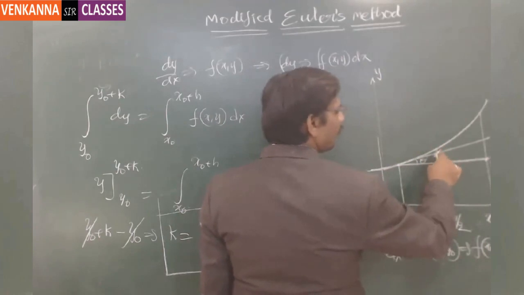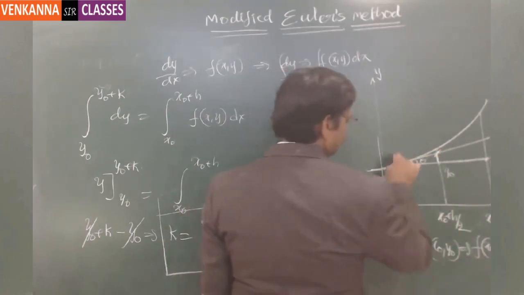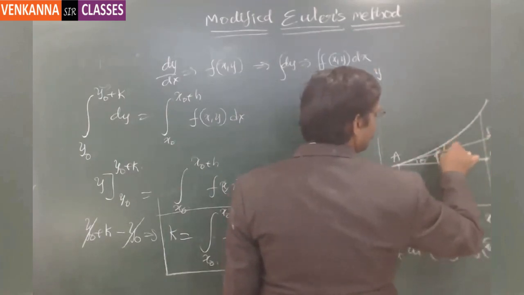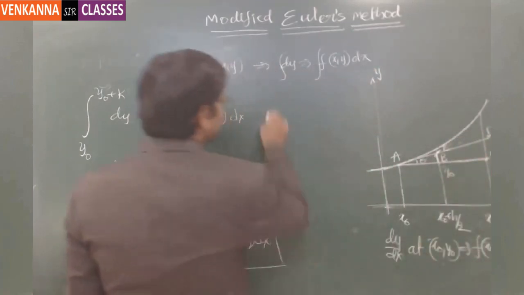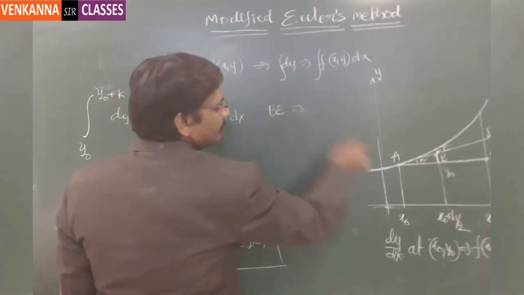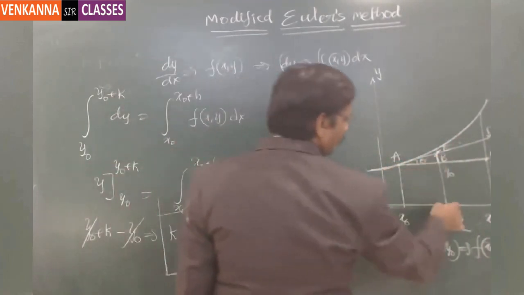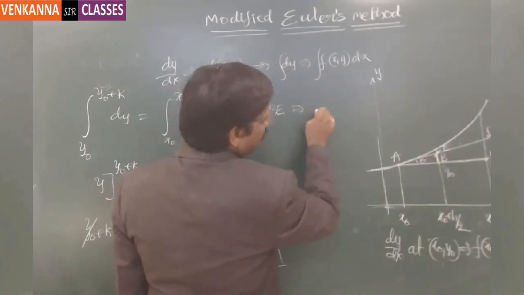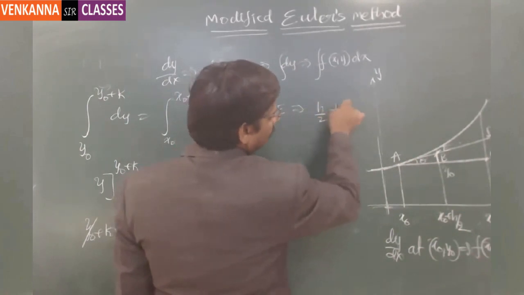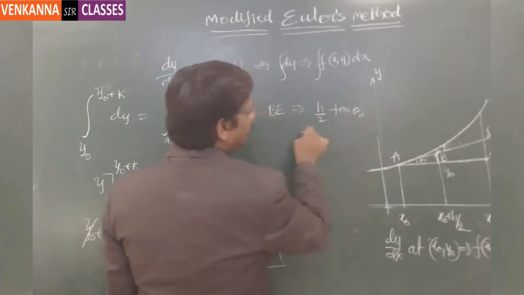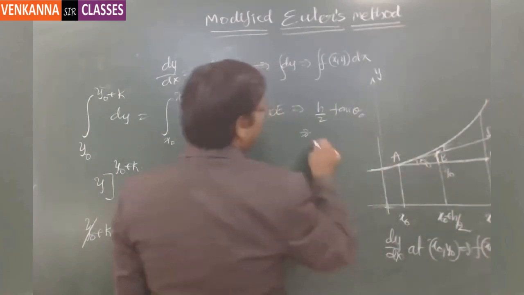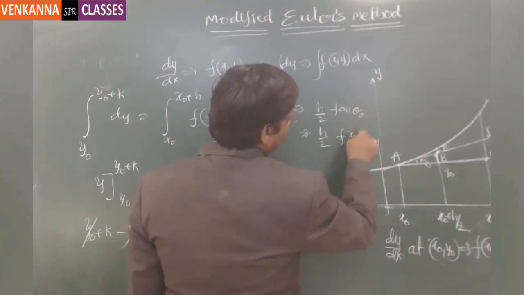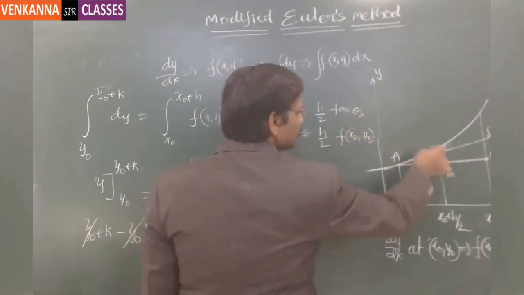Now if you want to find out this height, I call these points a, b, c, d, and this location as e. Now BE is nothing but this slope into this length, that is tan theta. So BE is equal to h by 2 times tan theta naught. Tan theta naught is nothing but this value, so this is h by 2 times f of x naught comma y naught. So this value is this height.